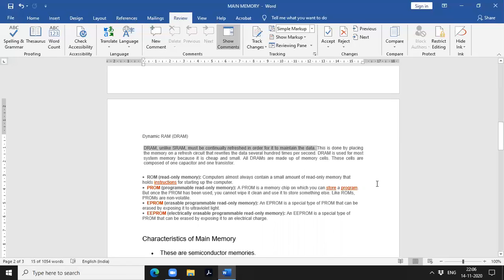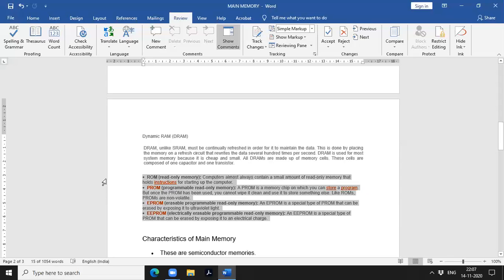Whenever we copy data from the hard drive to main memory, this requires a refresh each and every time; it refreshes its cycles to rewrite the several hundreds of data. DRAM is often used because it is cheap and small. All DRAM is made up of memory cells, and it consists of an array of cells.